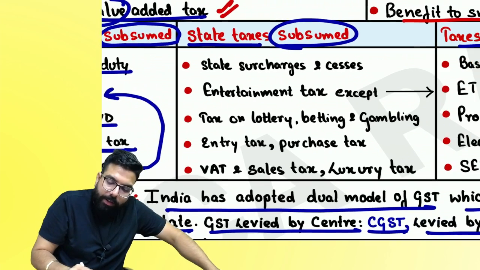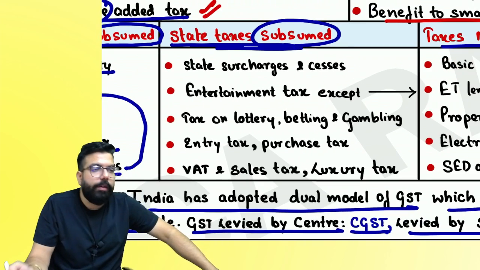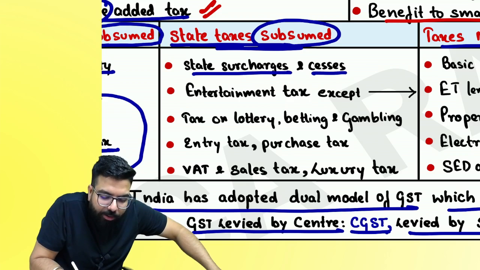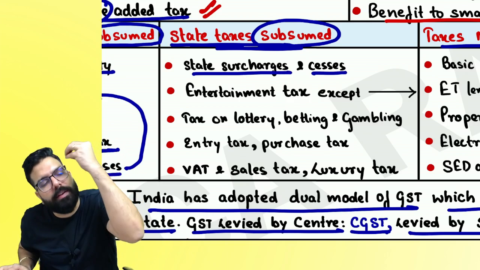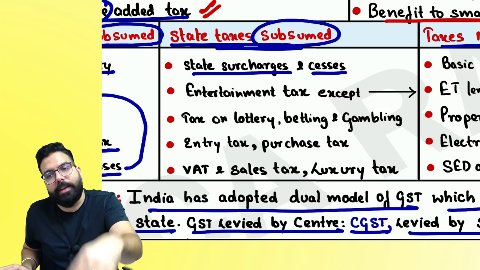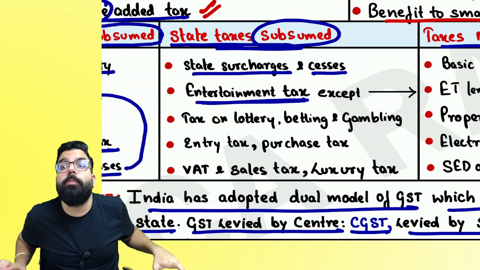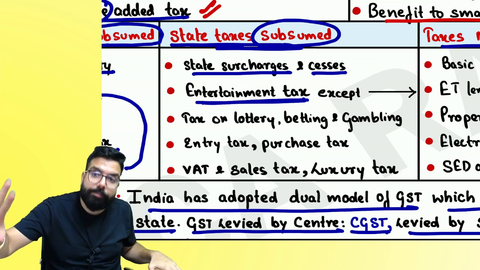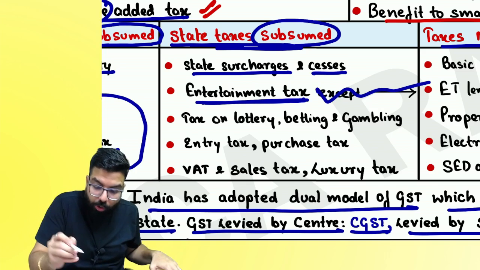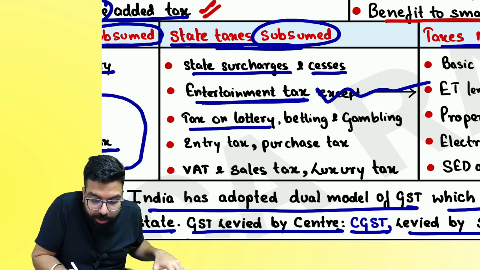The next is state taxes, which are gone. Any state surcharge or cess: if the state government is charging any surcharge or cess, gone. Entertainment tax, which was charged on movies, gone. I'll talk about this. You don't cut anything.